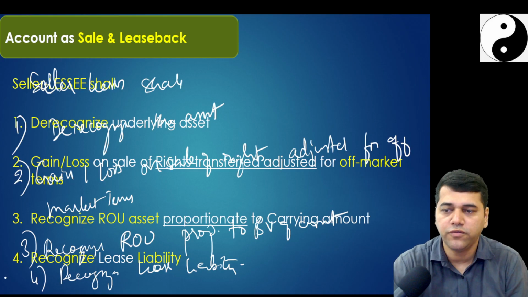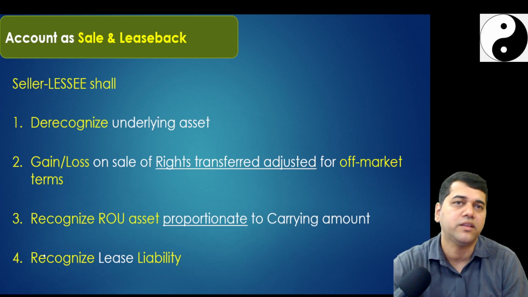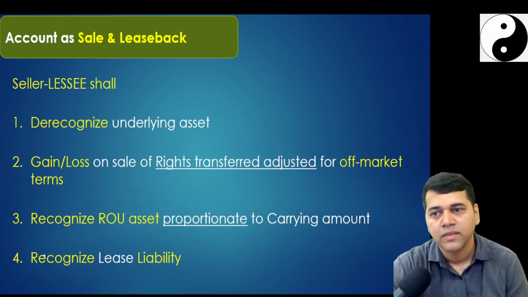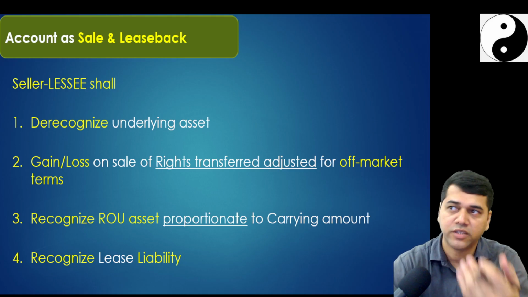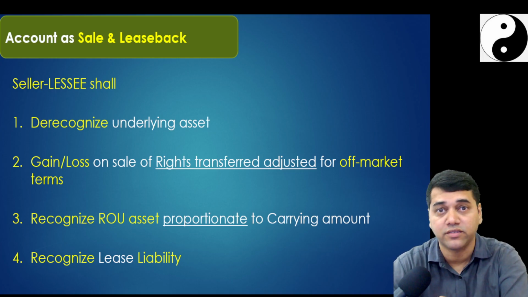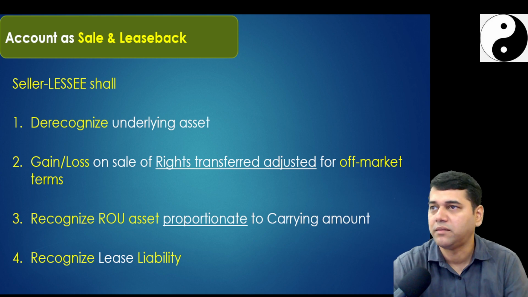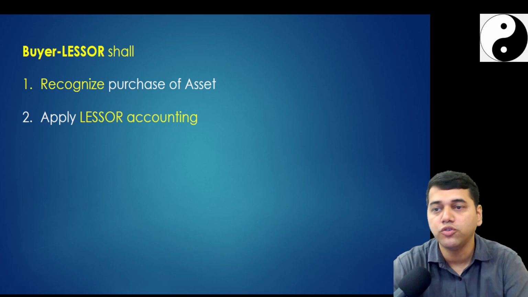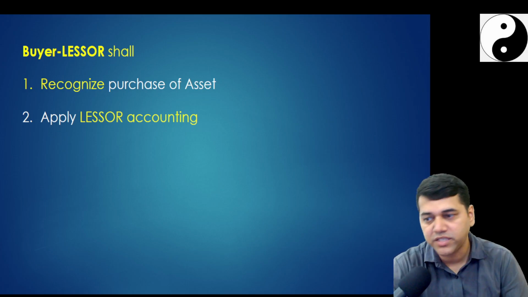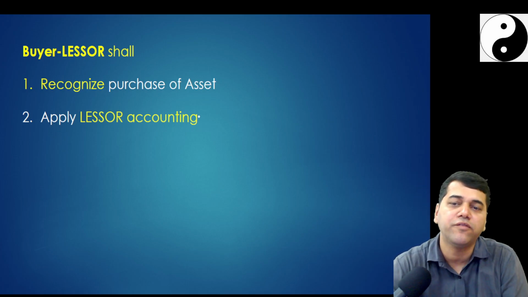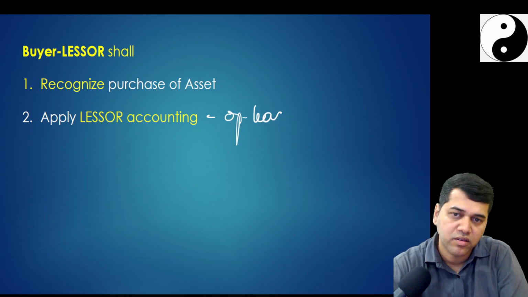So you do these 4 things in the books of the lessee. You remove your asset, recognize the cash, you may have gain or loss, adjust for off market terms, recognize the ROU asset since it is your own asset proportionate to the carrying amount, and recognize lease liability. Buyer lessor, what you need to do? Recognize the purchase and apply lessor accounting for operating lease. Simple.